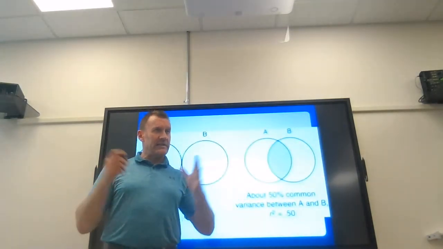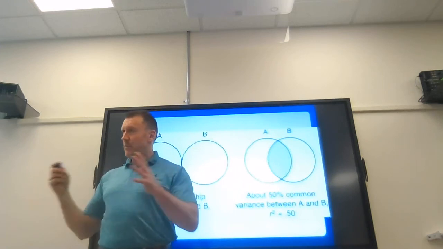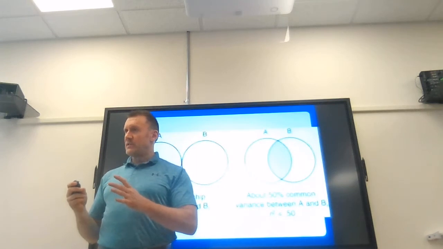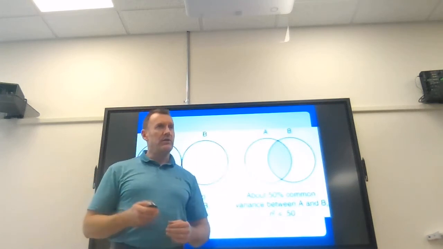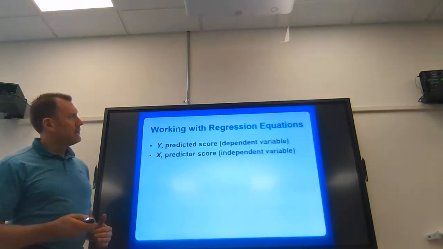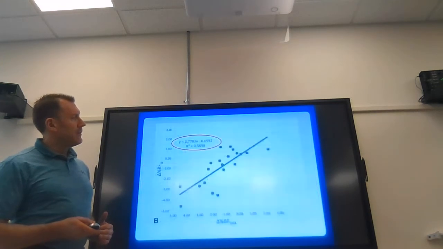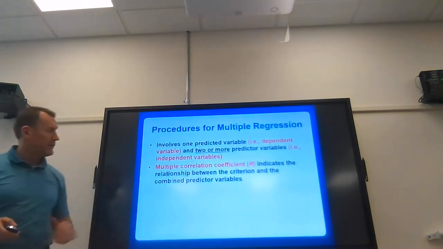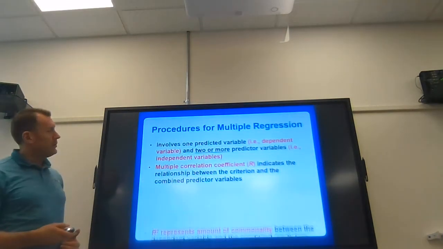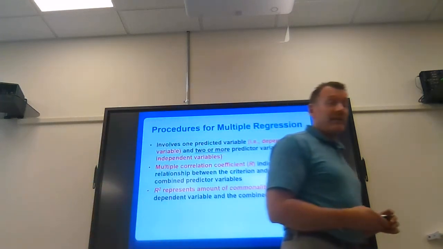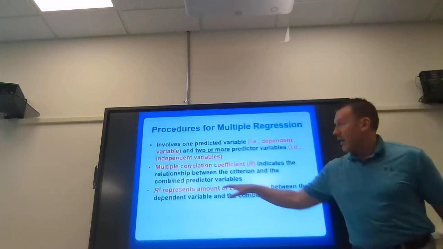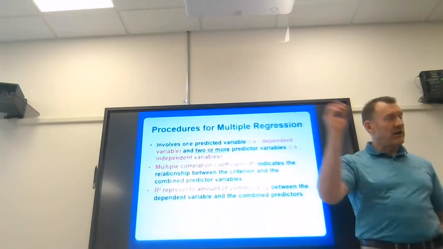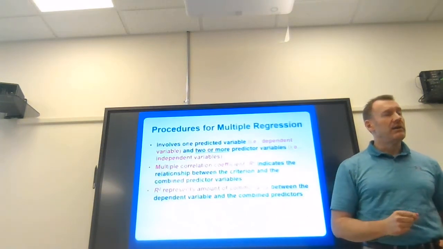So the collective correlation between the combined variables and your dependent variable. So if you take all your predictor variables together, what's the collective relationship between those and your dependent variable is what we're talking about. Okay, so multiple correlation coefficients, so the combined predictor variables and your dependent variable. Okay, so then you take the square of that, and that's like the coefficient of determination, so the amount of commonality. So what is the percentage of the outcome in the dependent variable that is due to the combined predictor variables?